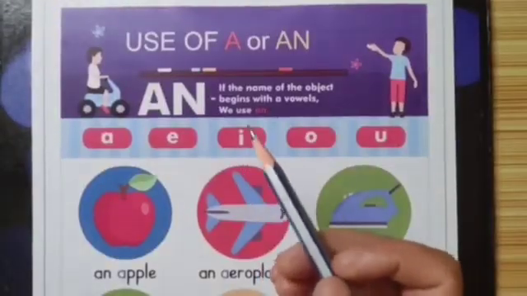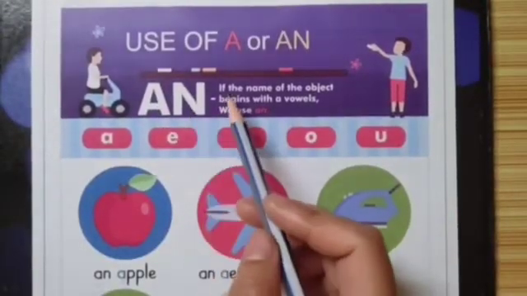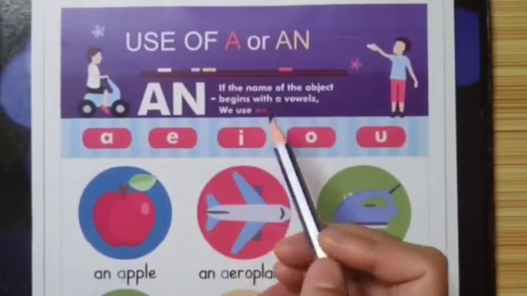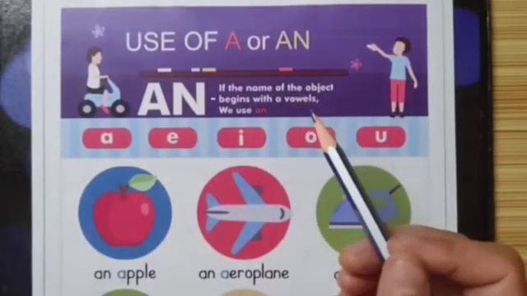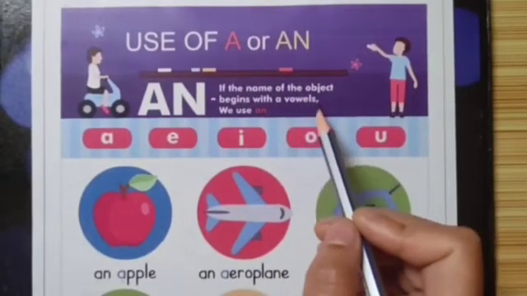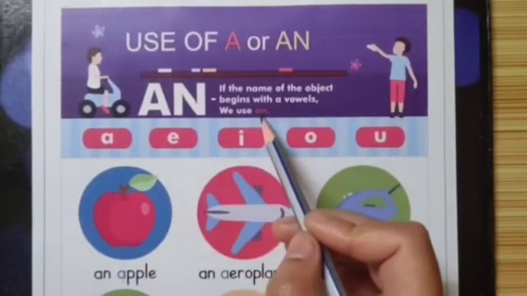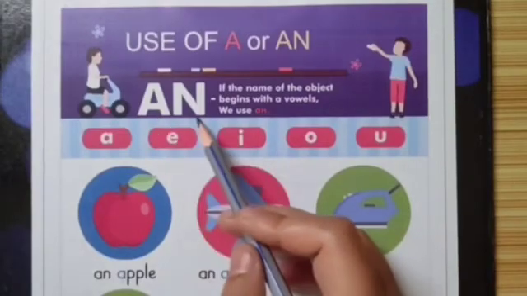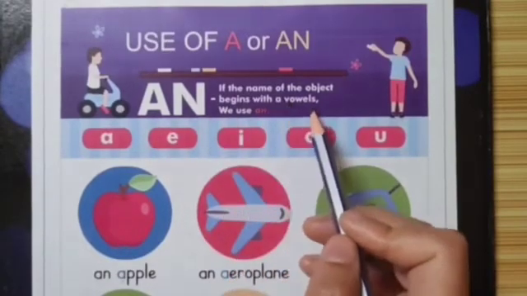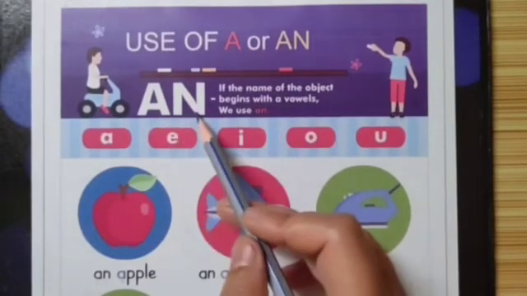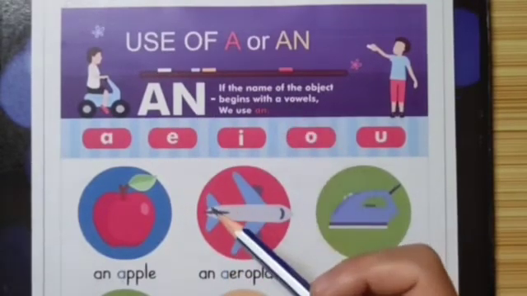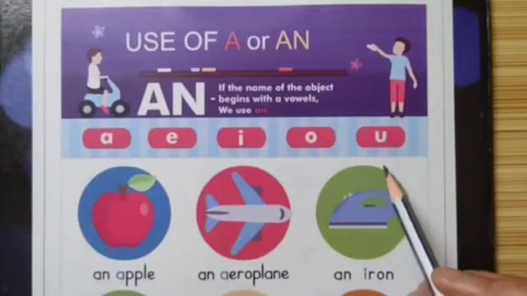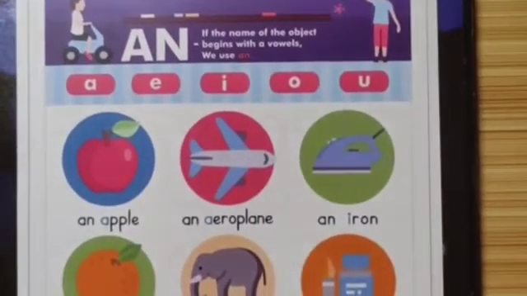Now kids, you have to open page number 122. Now we will learn about use of An. If the name of the object begins with a vowel, we use An. That means अगर किसी भी object का first alphabet vowel से शुरू होता है, then we use An. And why do we use An? Because An is a good friend of vowels. क्योंकि An vowels का बहुत अच्छा friend है. Alphabets A, E, I, O, U are called vowels. Now let's see some examples.